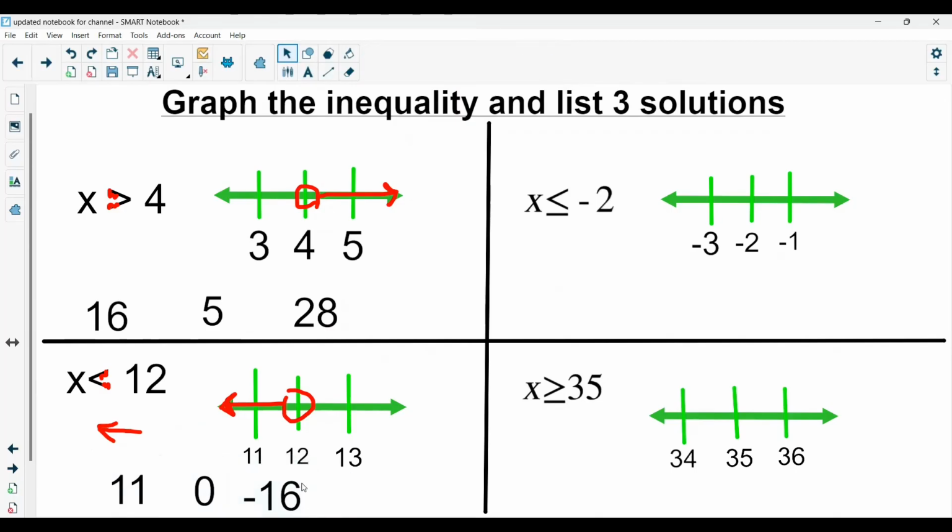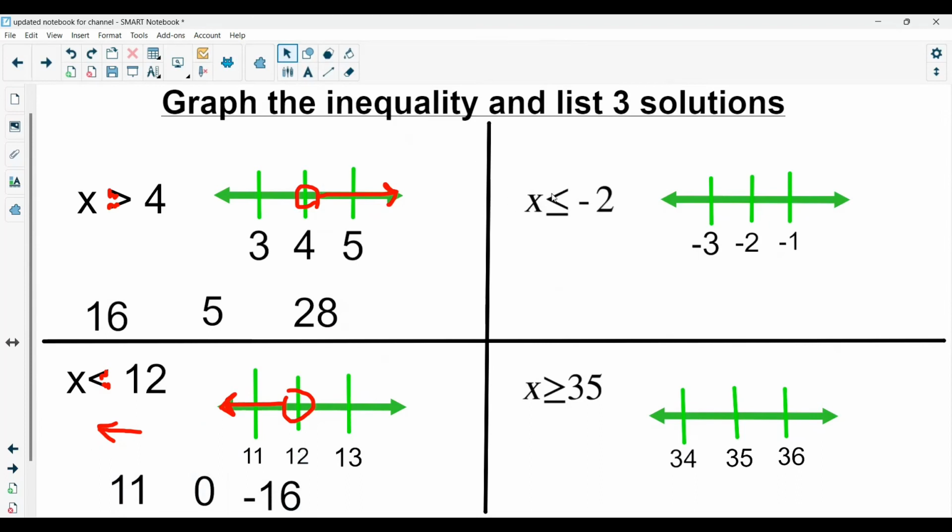So these are my three different solutions I made up. There are an infinite number of solutions. You can put whatever three solutions you would like that are smaller than the number 12. Remember, it can't be 12 because there's no equal sign under here. Okay? Now let's look at this one over here.